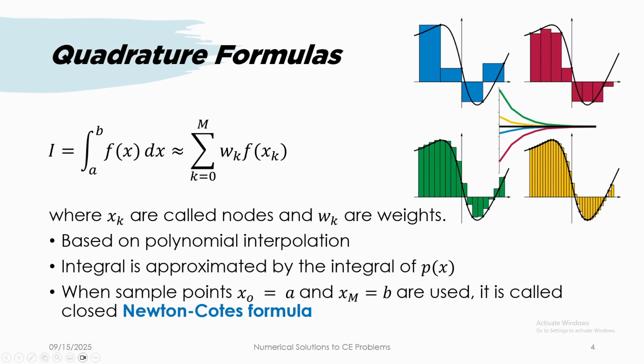Now, the idea here is simple. Instead of integrating the actual function, we integrate a polynomial that passes through selected points. In the image here, x sub k is the location of the rectangles. F of x sub k is the height of the rectangles, no? And w sub k is the width of the rectangle. Thus, the area becomes the summation of the areas of the rectangles, width times height, denoted in the equation here.